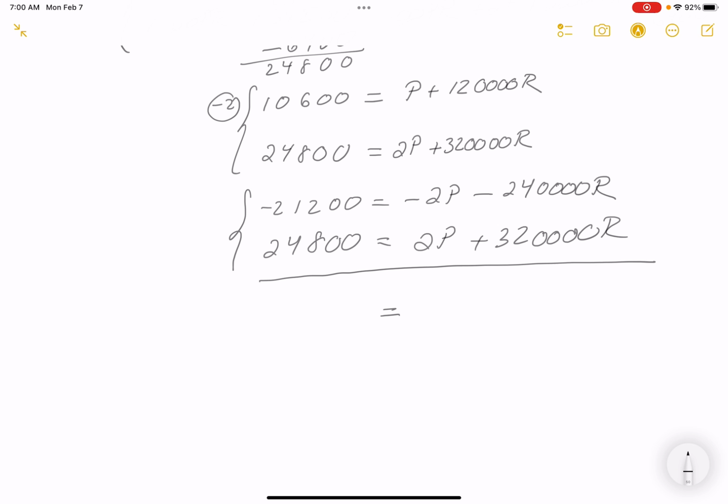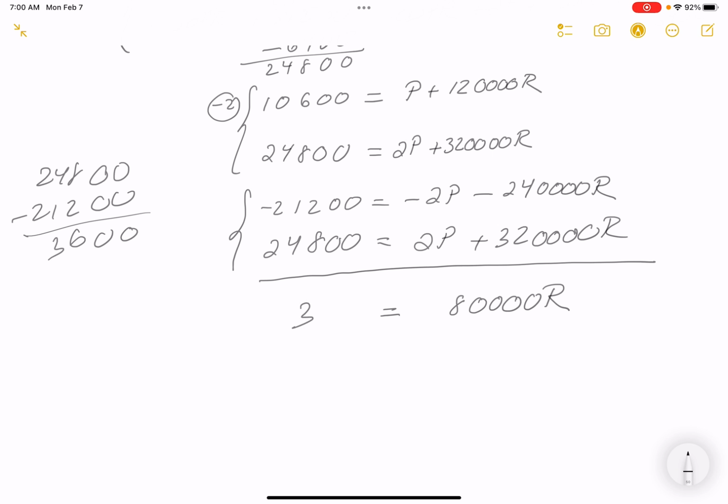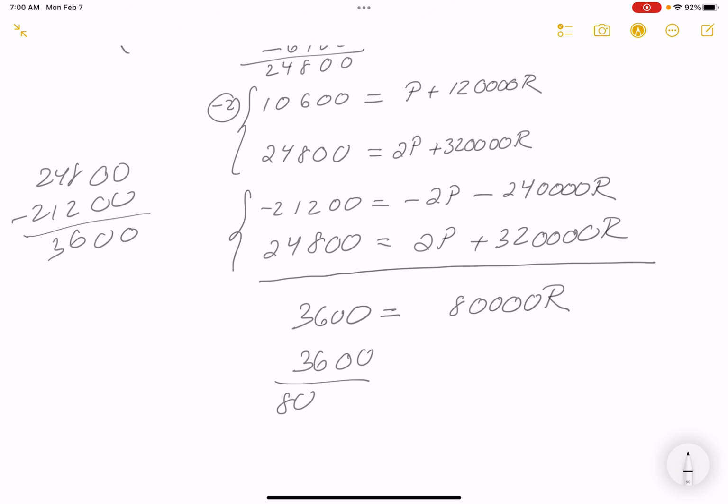Let's see, 6, 8. Well, let's do this now. And what do you get there? Well, let's write this down. 248 minus 21200, 3,600. All right, I got to keep going, and I'm going to write down what R is now, and it's 3,600 divided by 80,000.